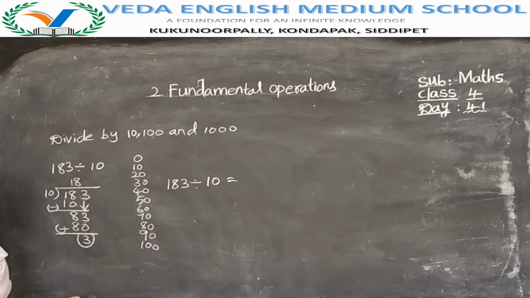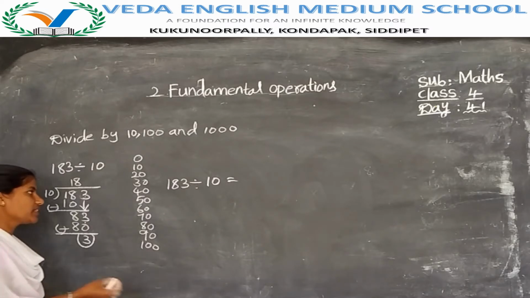Now, if the divisor is 10 or 100 or 1000, then without doing division we can say what the quotient is and what the remainder is. How to say? See.